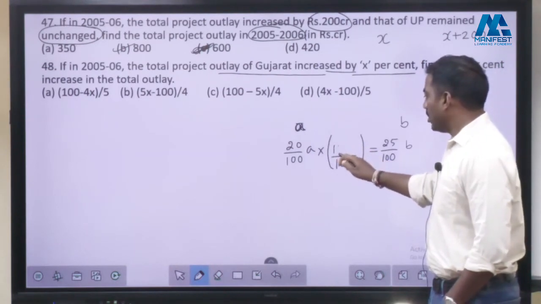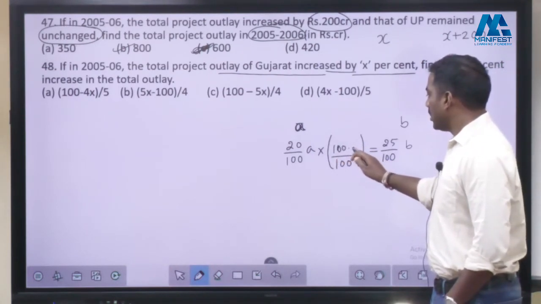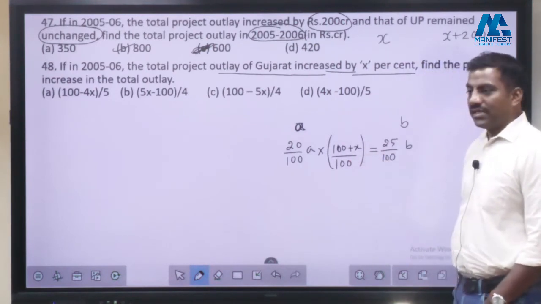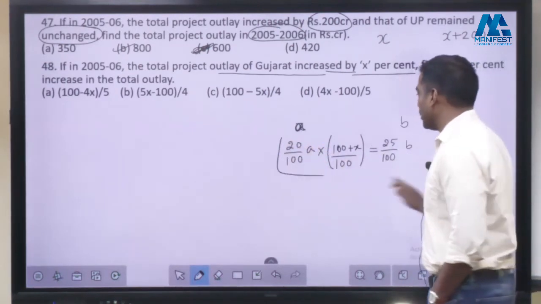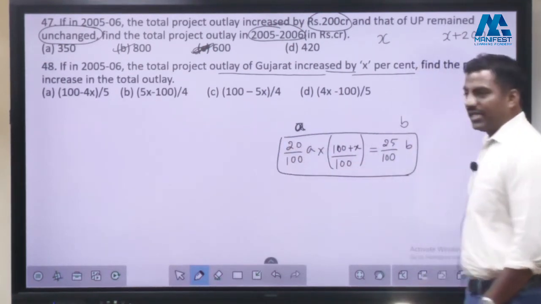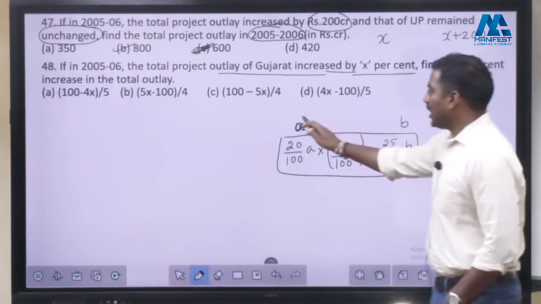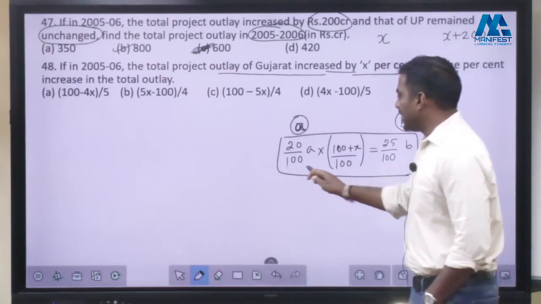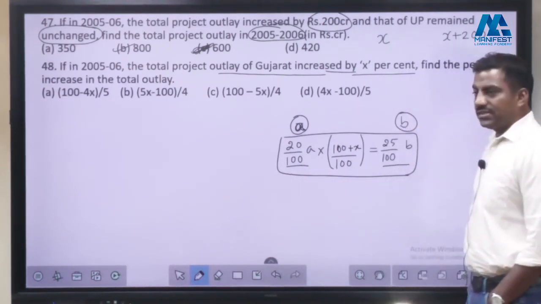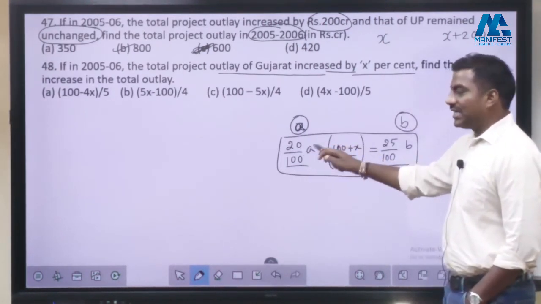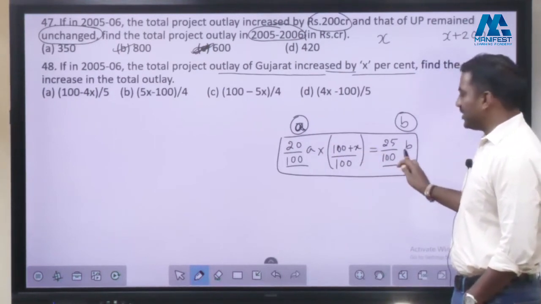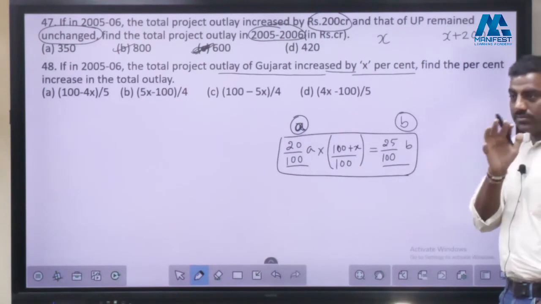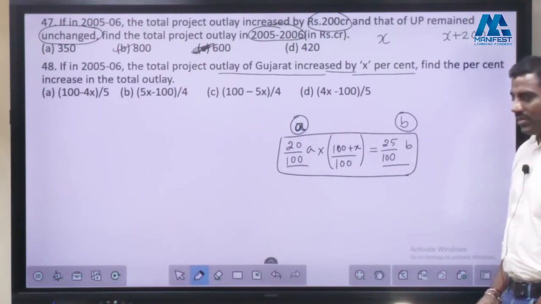But I'll write now. X is the percentage increase, no? To understand this one, you need a lot of courage. Total outlay in the first year was A. Total outlay in the second year was B. Gujarat's share is this. Gujarat's share is this. This share has increased by X% to get this one. Yes or no? Fine, no?